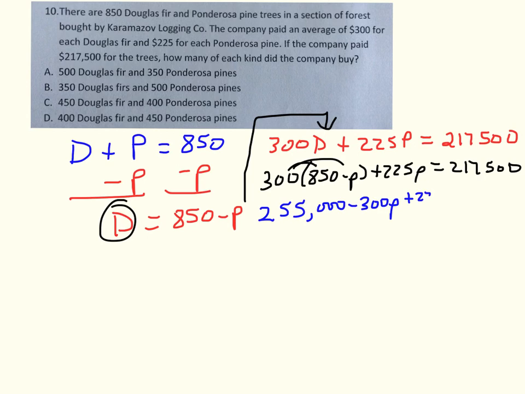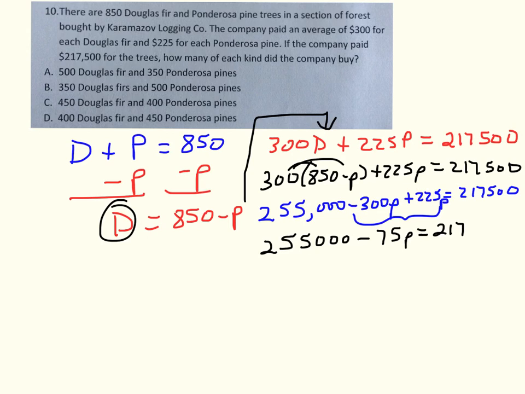Bring down the 225P equals 217,500. Now let's go ahead and clean it up by combining like terms. Oh, I forgot the P on that 225. So I'm going to combine these two right here. Well, what I end up getting is 255,000 minus 75P equals 217,500. Now I'm going to solve for this P, so I'm going to go ahead and subtract 255,000 from both sides.